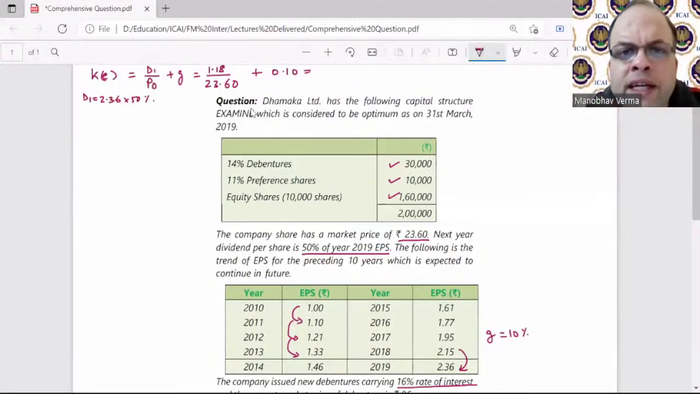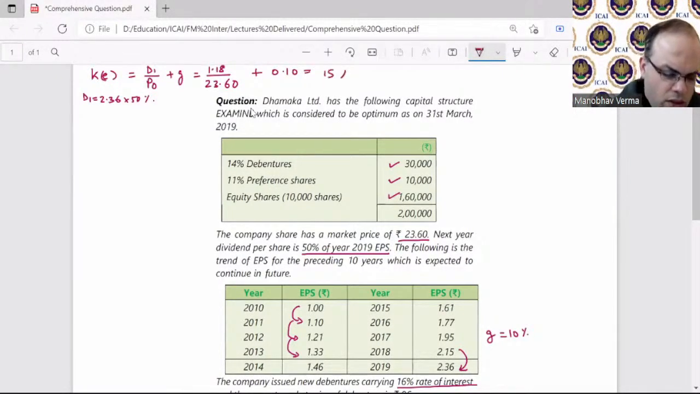Five plus 10, 15%, guys. I think some of you said cost of equity. Jay, can you double check your cost of equity should be 15, not 10?